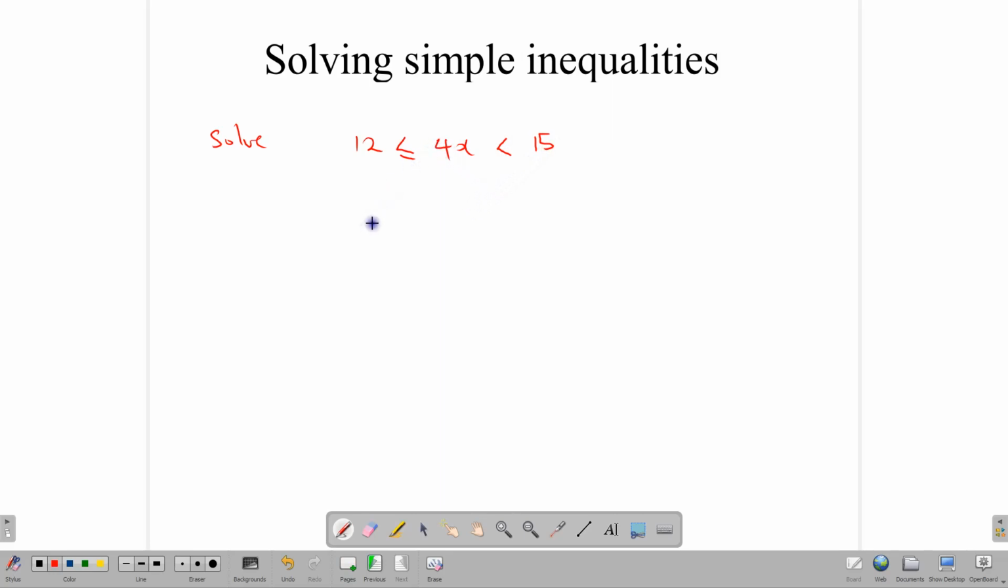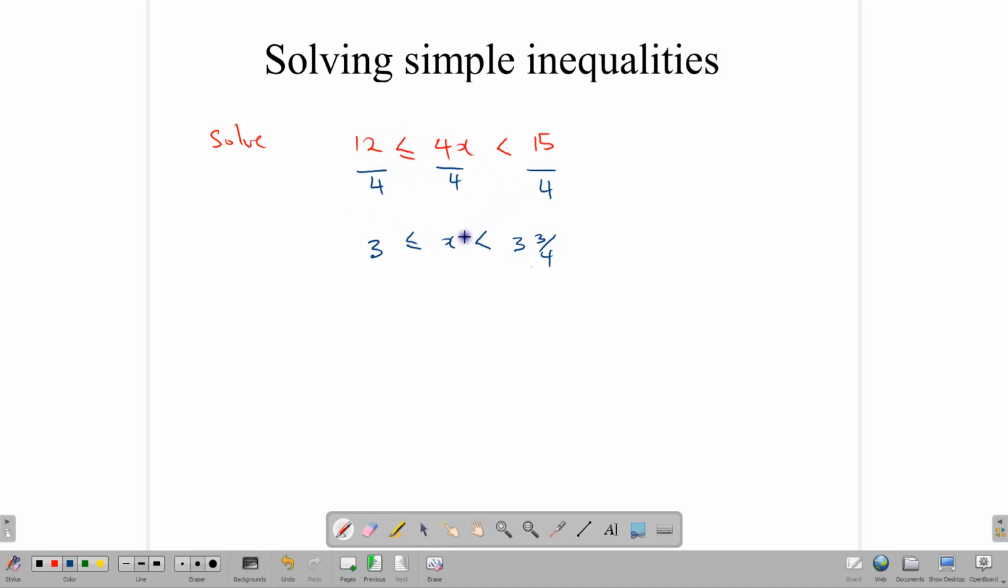And to solve this kind of inequality, we simply need to divide through by 4. Pretty simple. So this is our 4x in the middle, so we divide by 4. And in dividing it out, we end up with 4 into 12 goes 3, is less than or equal to x, and 4 into 15 gives you 3 and 3 over 4. So this is how you would approach a question like this. There's no need to split this one. There's only one place where x is, it's in the middle, so we just divide through by 4.